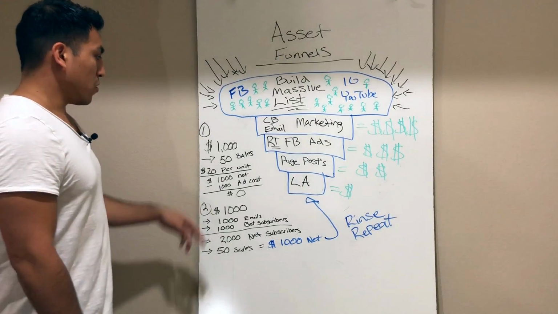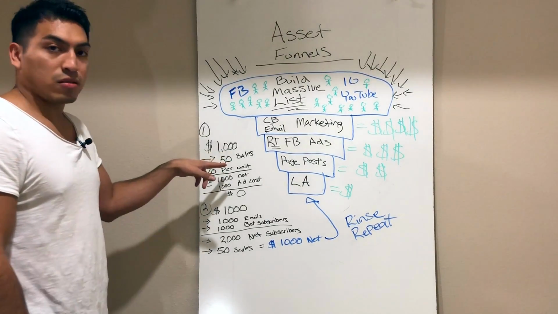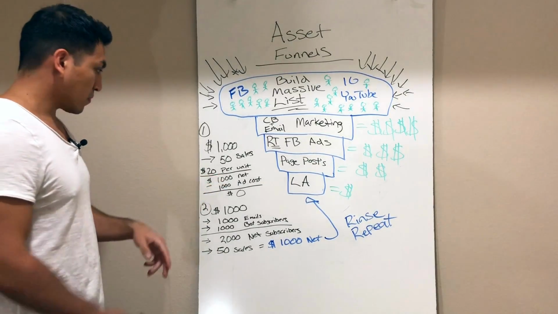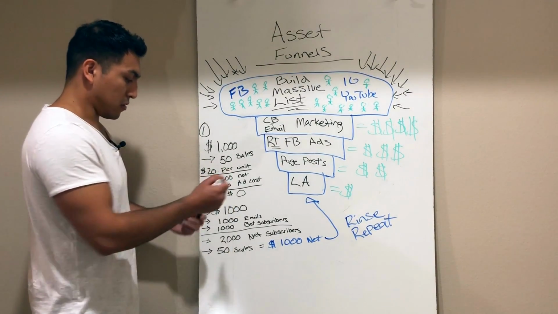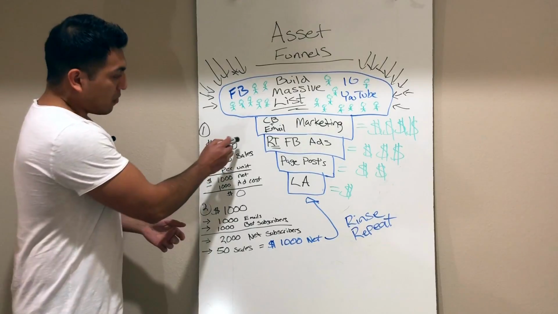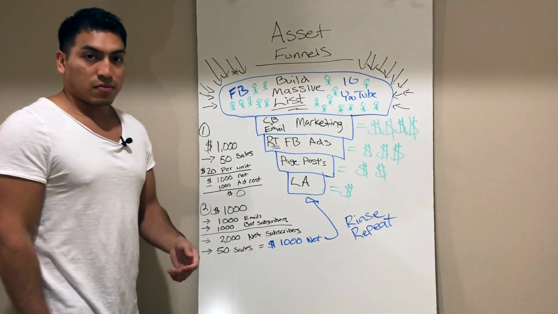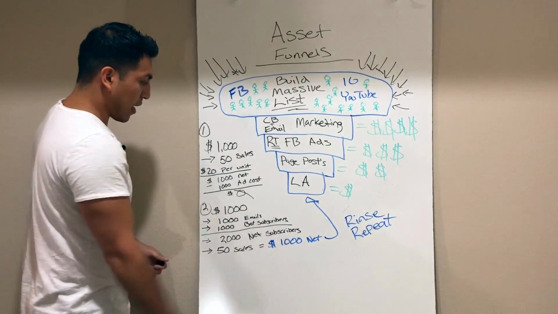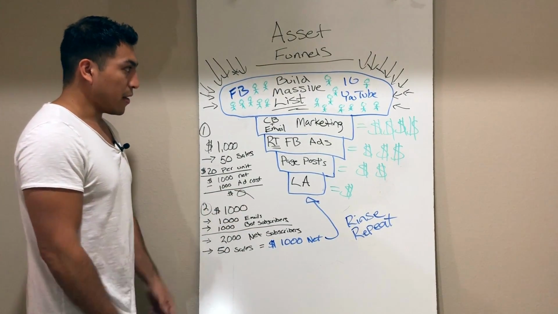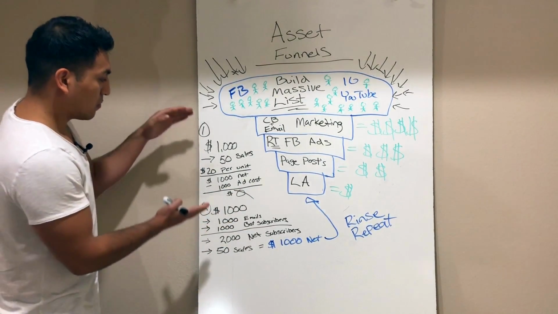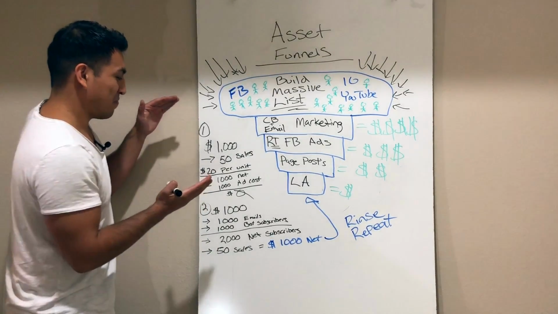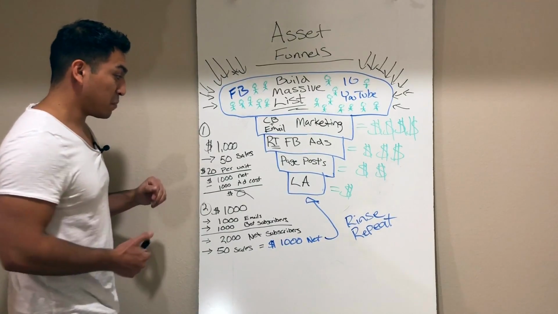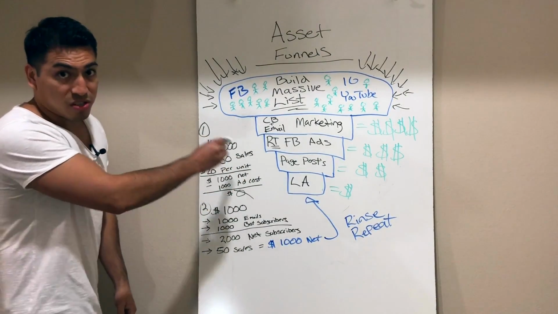Okay, so when you multiply 50 sales times $20 in net profit per unit, you get a net of $1,000. Well, how much did the ad cost? $1,000. So you can see how that cancels itself out here. Now, this is how 98% of people I've talked to with Facebook ads run the show.